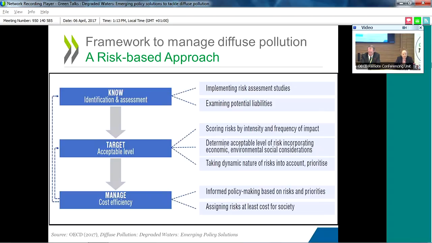And the third step is to manage the risks by developing policy responses in proportion to the magnitude of the risks accepted and assigning the risks at least cost to society. An optimal approach will likely entail a mix of regulatory, economic and voluntary policy instruments.